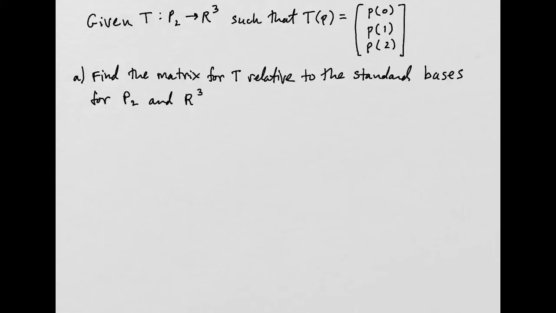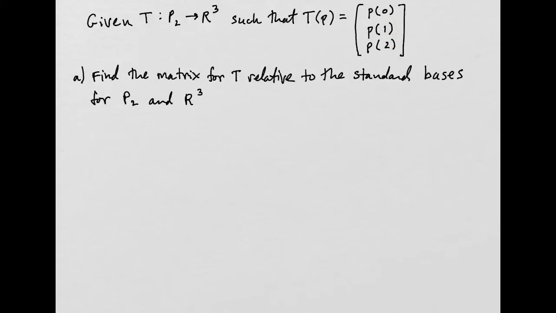Hey everybody. In this example, I'm going to try to focus more on the how and less on the why than in previous examples, to see if I can make it a little bit shorter. So we're given this transformation T that maps from P2 to R3 such that T of p is equal to p(0), p(1), p(2).